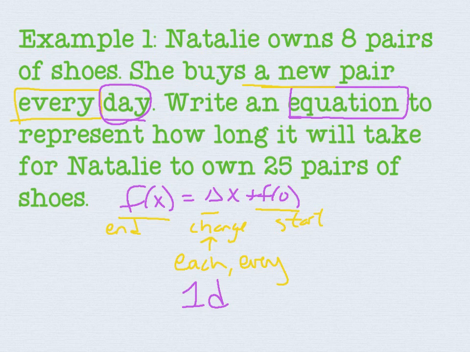Next thing that we want to look for is our starting value. How many pairs of shoes did Natalie start with? She started with, if I read back through, 8 pairs of shoes. So we're going to start with a positive 8 as our f of 0.